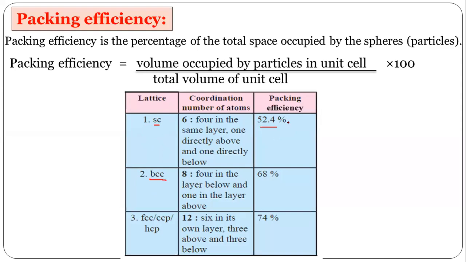So in simple cubic, the packing efficiency is 52.4, which means this much space is occupied. In case of body-centered cubic, 68% of the space is occupied. At the center of the body, there is one particle. And in case of face-centered cubic, it is also called the cubic close packing structure or hexagonal close packing structure.